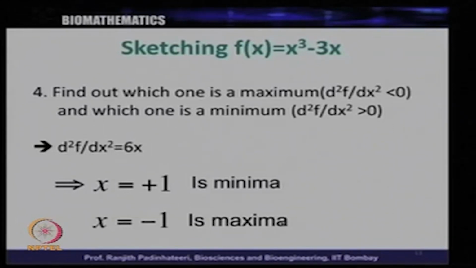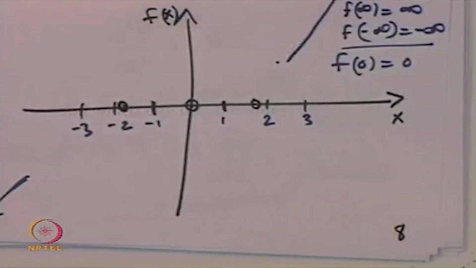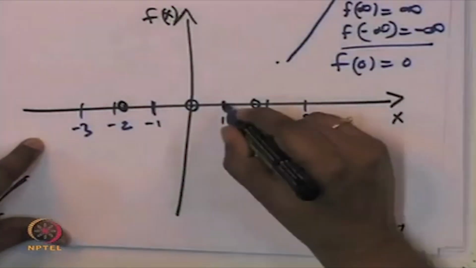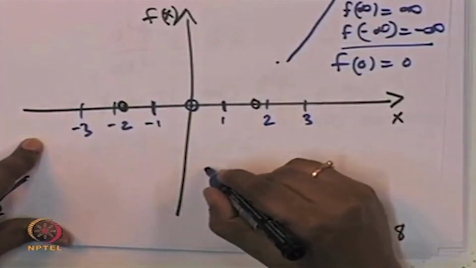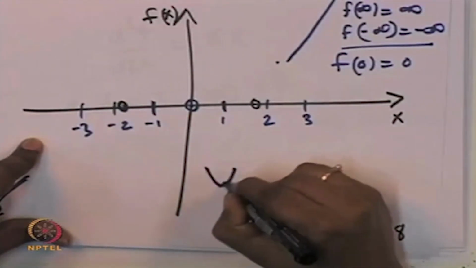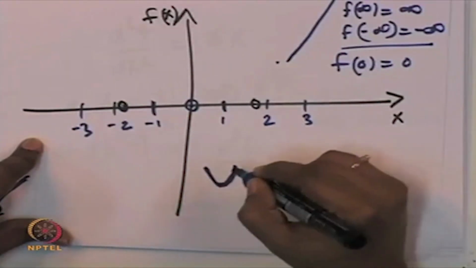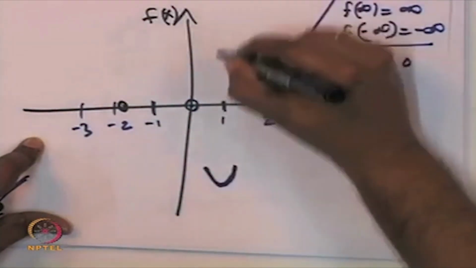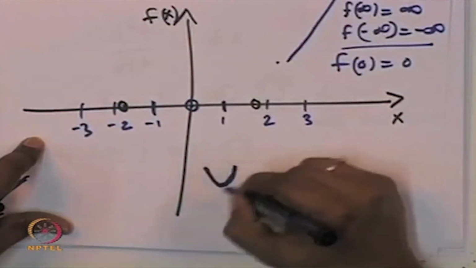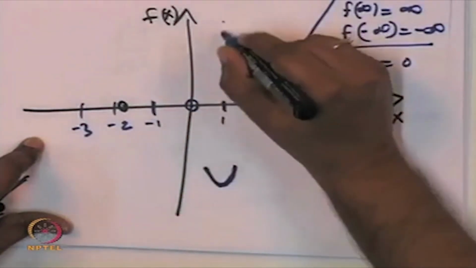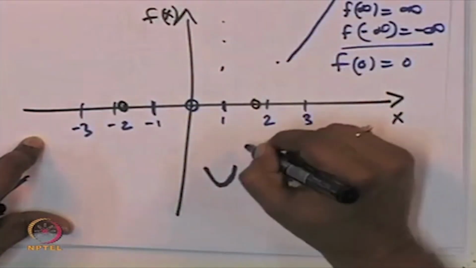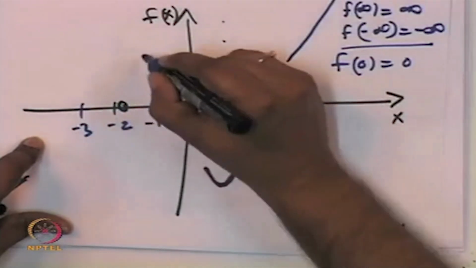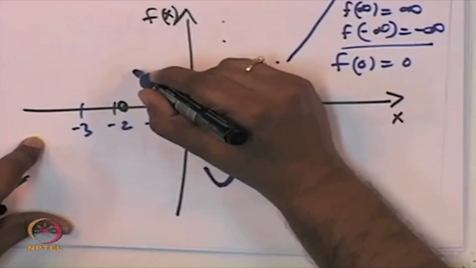So, what did we learn? We learned that at x equal to plus 1, it is a minimum. So, here at x equal to plus 1, the function should have a minimum. That means the function should have something like this. We do not know where this minimum is, here or here or here, but we only know that at some particular point you should have a minimum, and at this other point you should have a maximum somewhere.